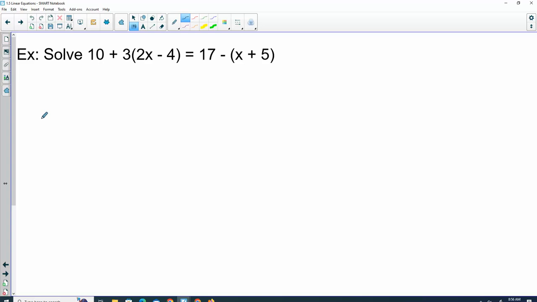If I told you to solve this equation, what would we do? Start with distributing. So on the left, we need to distribute the 3. On the right, what would I distribute? A negative. Now what?